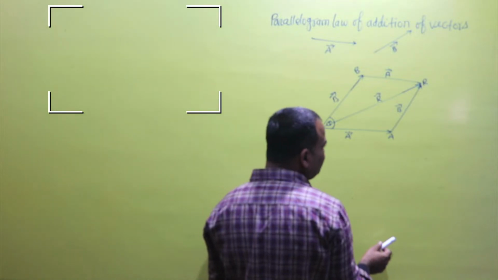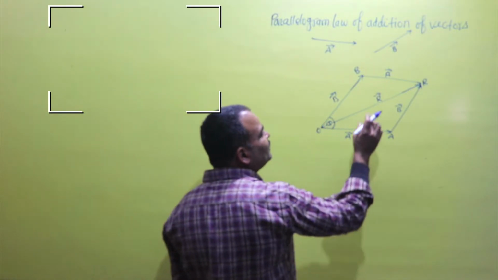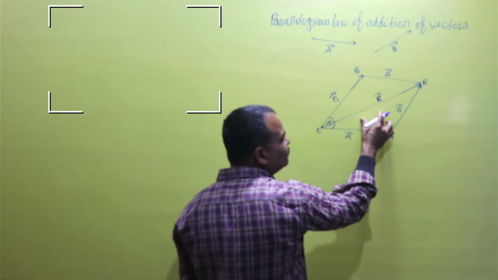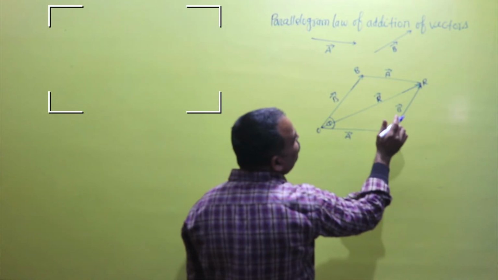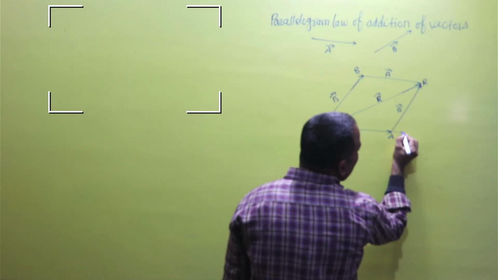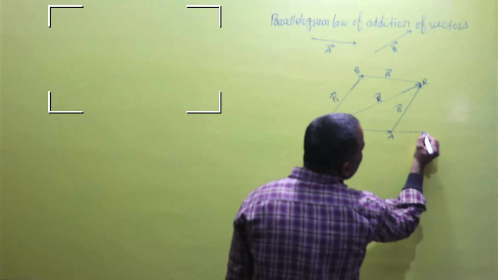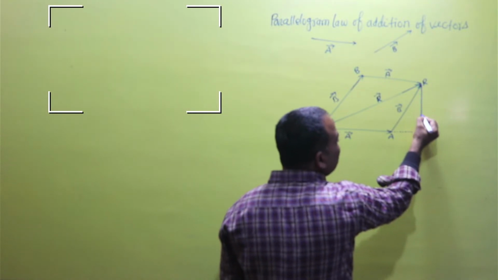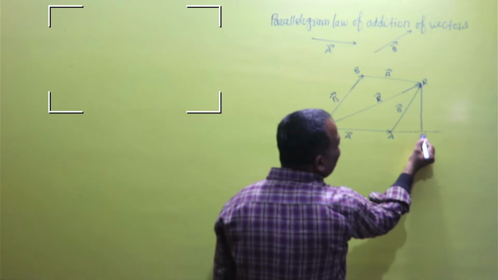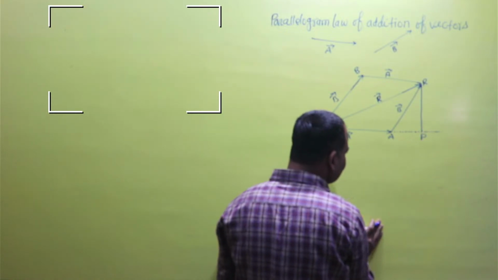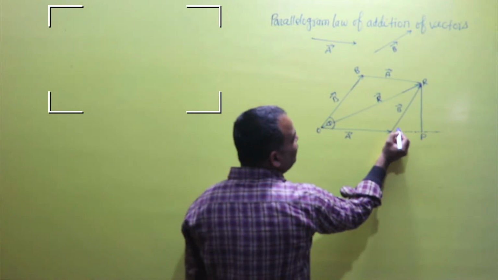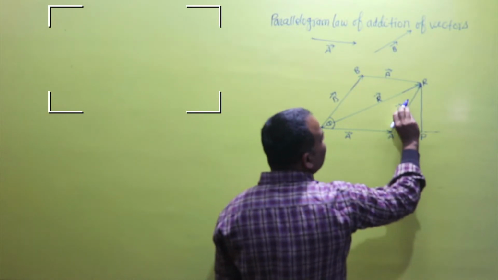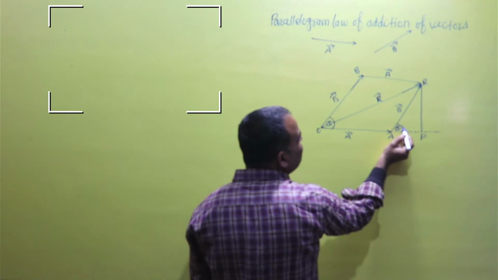So we are not able to determine the value of R by the triangle. So we should do some construction: we extend vector A and draw normal RP from R. This is the direction of vector A, and the angle between them is theta.